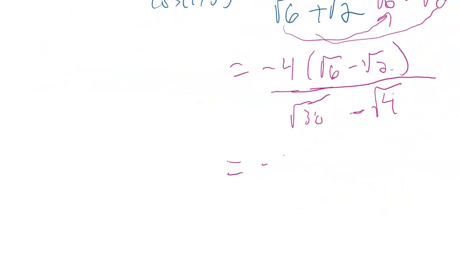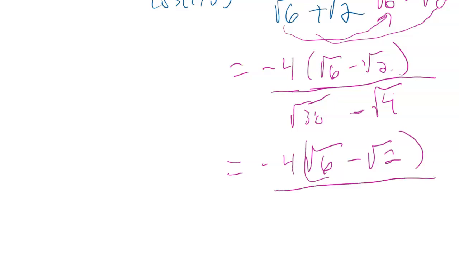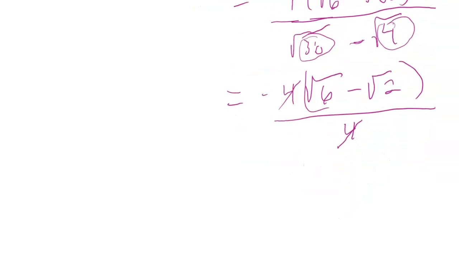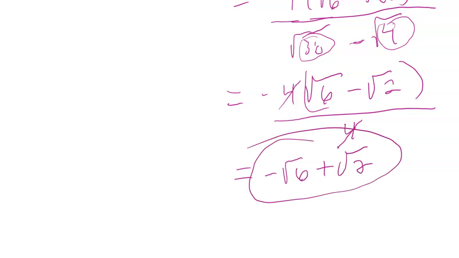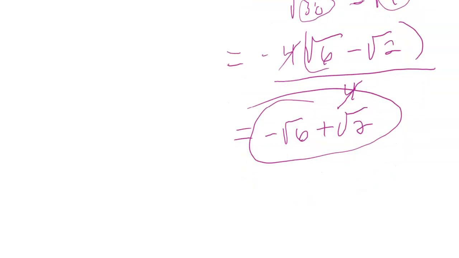So you get negative 4 times the square root of 6 minus the square root of 2 over, again, this is 6 minus 2, which is 4. These 4's cancel out, and I eventually get an answer of negative rad 6 plus rad 2 as my answer, and that's the answer in the back of the book. It took a while. It definitely did. We haven't had a 5-minute problem in a while, but there it is.